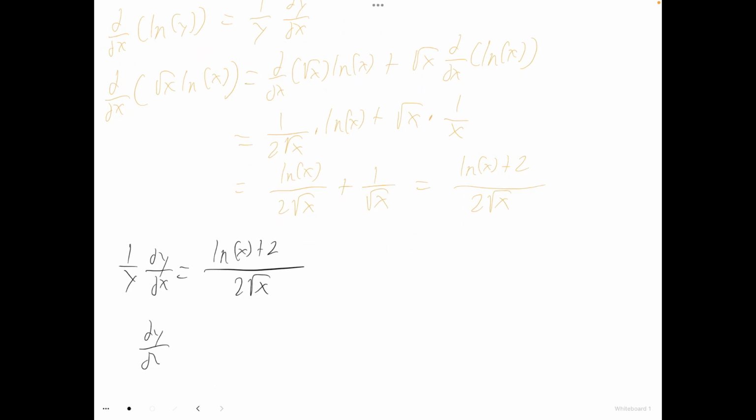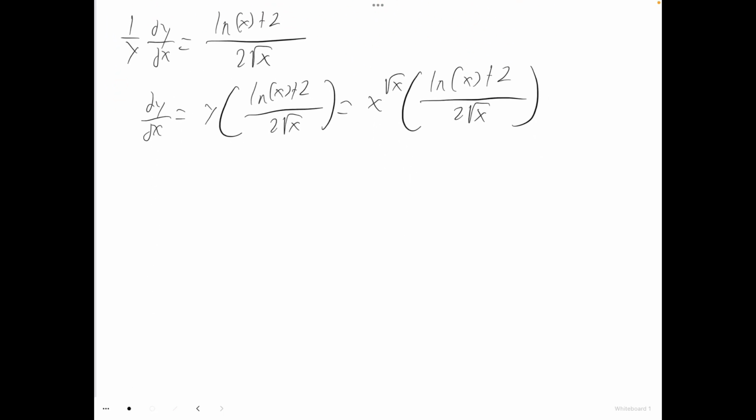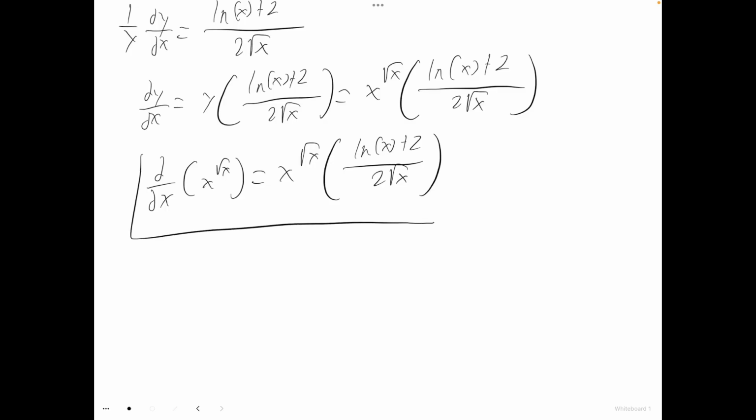So dy over dx equals y times ln of x plus 2 divided by 2 square roots of x. But we know what y equals. y is x to the square root of x. So this becomes x to the square root of x times ln of x plus 2 divided by 2 square roots of x. And so that is our derivative. So in other words, the derivative of x to the square root of x is just x to the square root of x times ln of x plus 2 over 2 square roots of x. And we would not have been able to compute that derivative without knowing logarithmic differentiation.